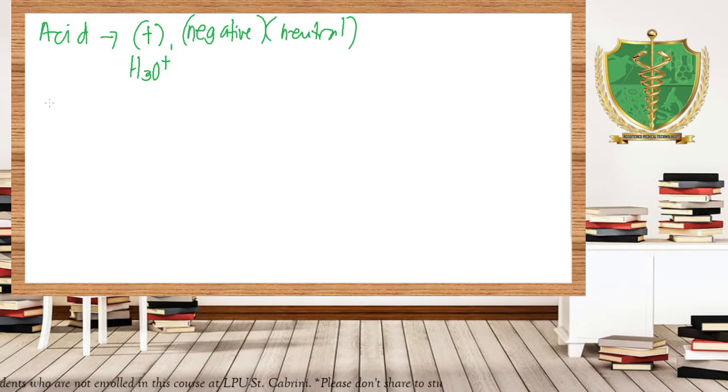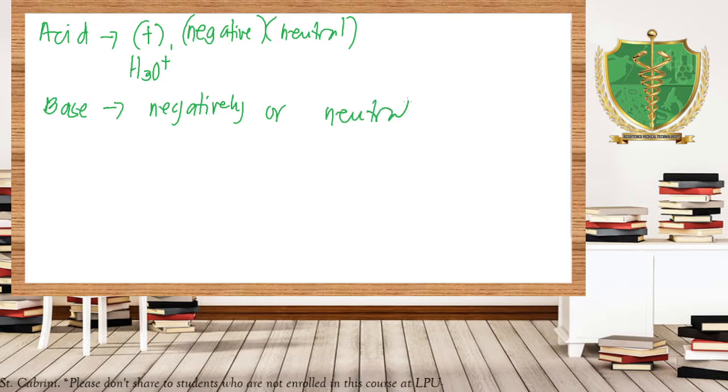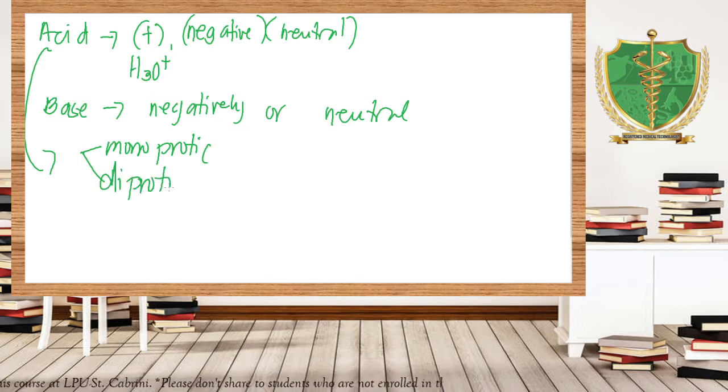Now, for base, it can be negatively charged or neutral. Yan lang siya. Si base can only be negatively charged or neutral. Okay? And acid is therefore classified as monoprotic, diprotic, and triprotic.